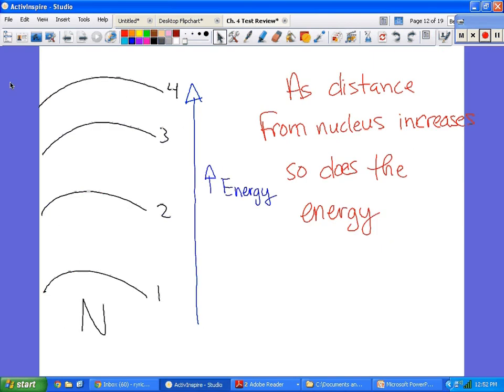Now, this is another thing. Hint, hint, wink, wink. As the distance from the nucleus increases, what happens to the amount of energy? It goes up. If you're on the fourth floor and I push you off of the building, are you going to hit with more energy than from the first floor? Yes, bottom line, that's how that's going to work.